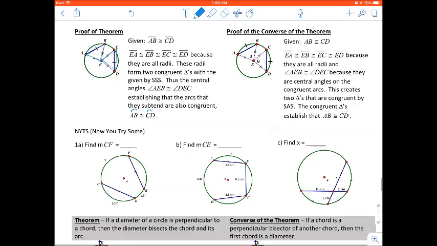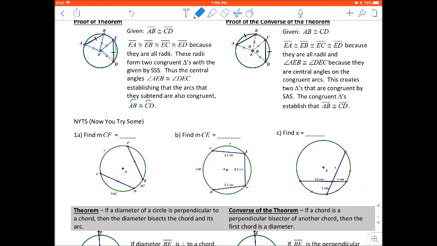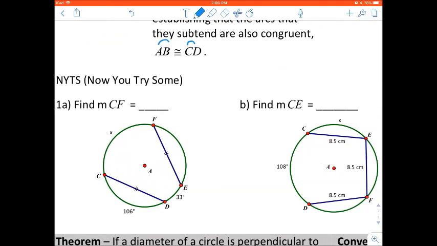And to apply that, we look at the few examples that we have here. The first example shows that you have X, you have 33, 106, and we want to find the measure of arc CF. If the 2 chords are congruent, then the arcs that they intersect are going to be congruent, and so that means arc EF is going to be 106. If you take away the 106 times 2 and the 33, that'll leave us with the remaining part. If you solve that, you get 115 degrees.